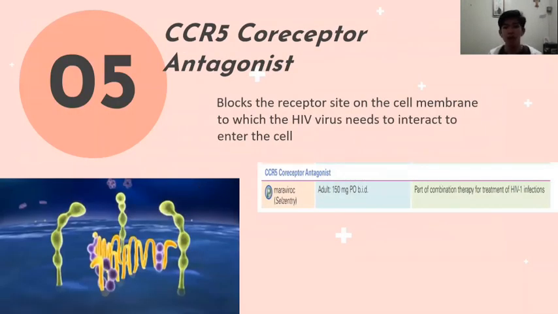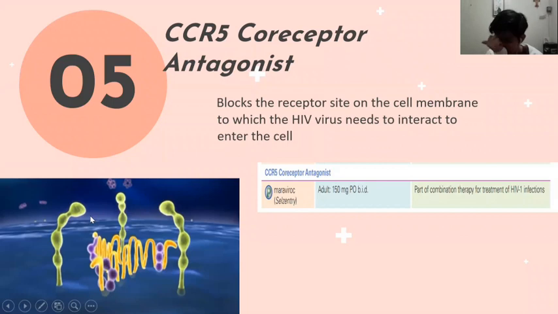Now let's go to the CCR5 co-receptor antagonist. It blocks the receptor site on the cell membrane with which the HIV virus needs to interact to enter the cell. To understand it, we will discuss the role of the CCR5 co-receptor. So, the HIV virus, specifically the glycoprotein GP120, will undergo conformational change for it to attach to the CD4 receptor. And this is the CD4 receptor, guys, and this is the CCR5 co-receptor. So once the glycoprotein GP120 is attached to the CD4 receptor, it does not yet fuse to the host cell. It needs to attach also to the CCR5 co-receptor.